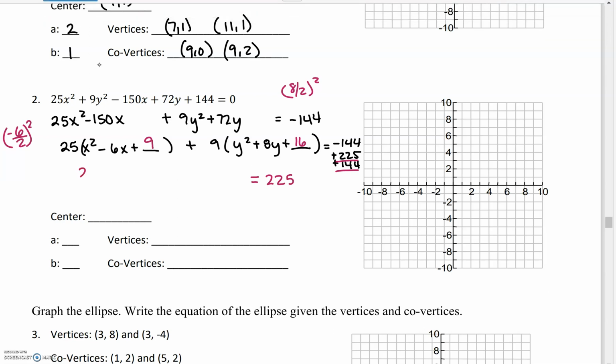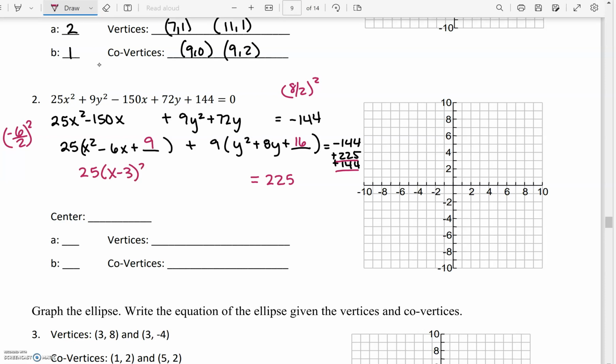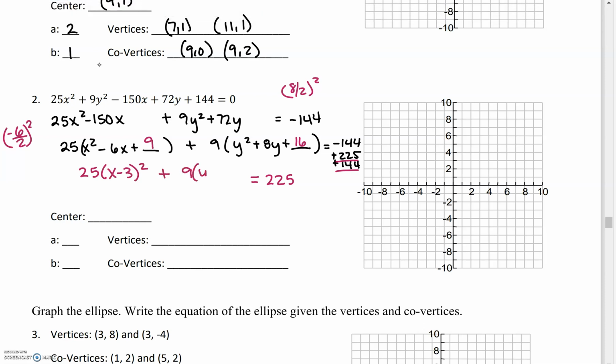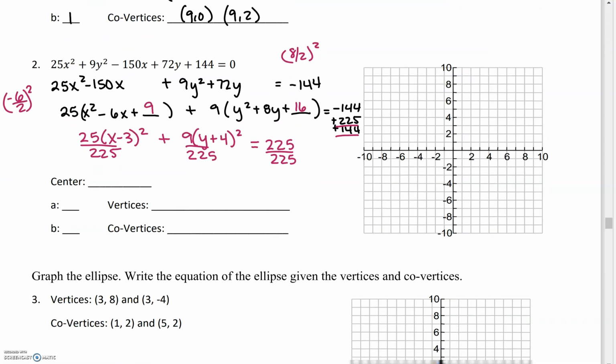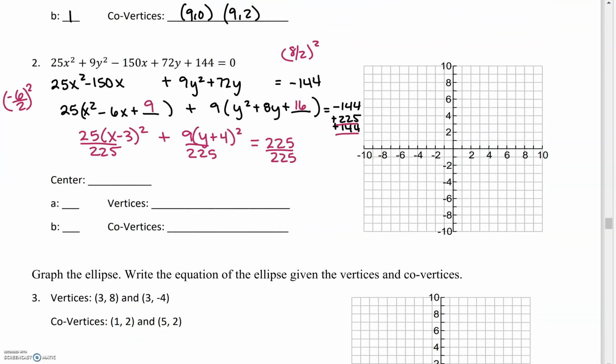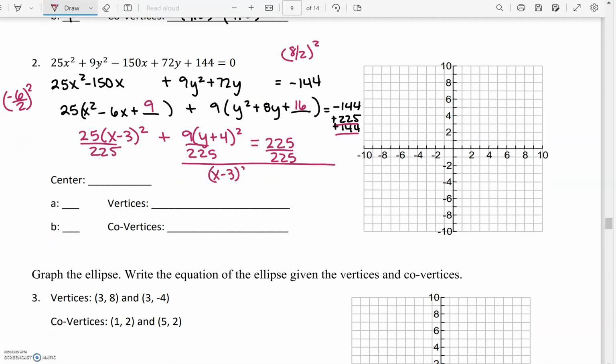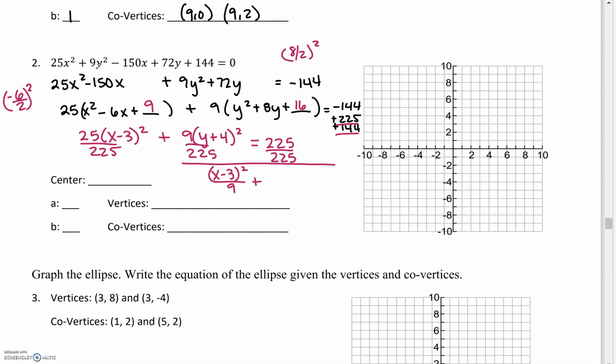And then what we're going to do is factor this out. So it's 25 times x minus 3 squared plus 9 times y plus 4 squared. And then we're going to divide everything again by this 225 because that's what we want to make into a 1. So our final answer then is going to be x minus 3 squared over 9, so this simplifies to 9 there, plus y plus 4 squared over 25 equals 1.